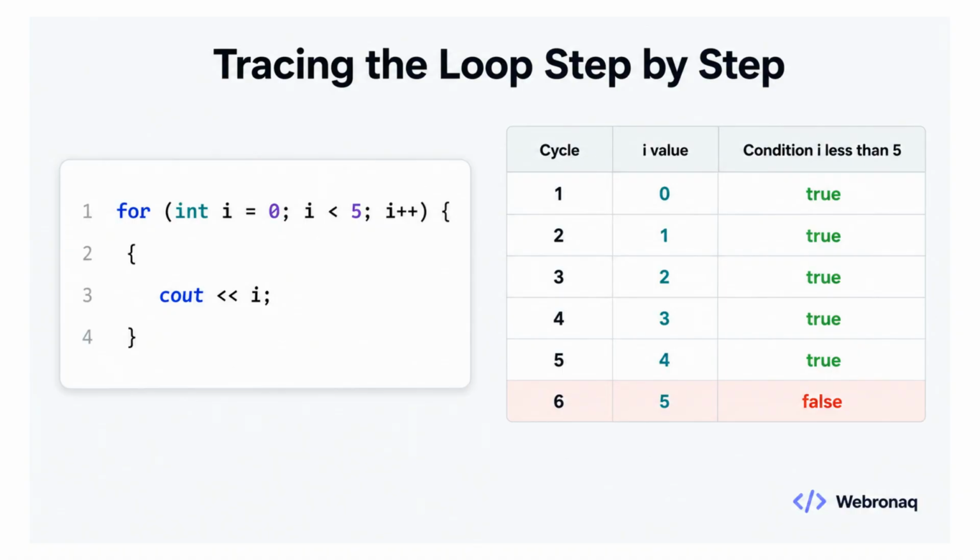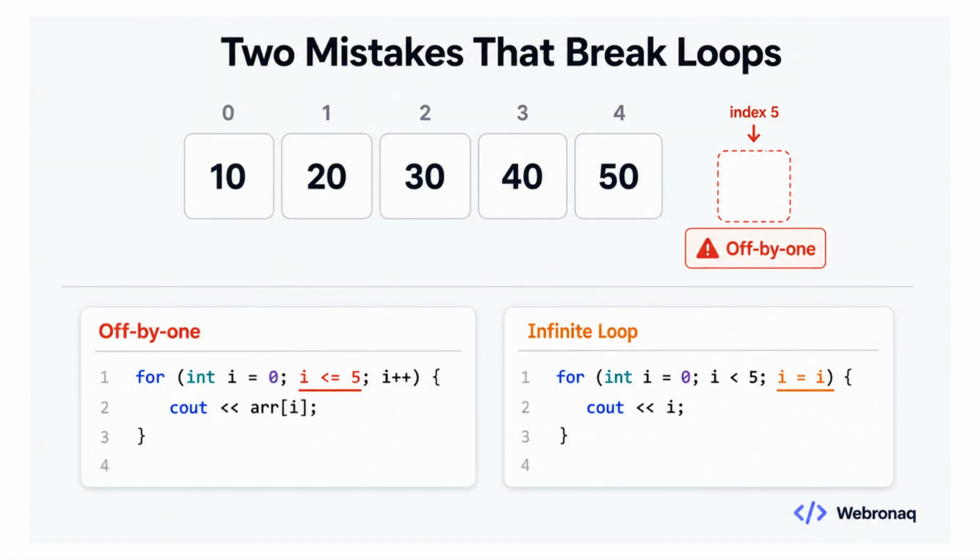Next, let us look at what goes wrong when you get those 3 parts slightly wrong. Now look at this. 2 mistakes that show up constantly in real code. The first is the off by 1 error. Suppose you have an array of 5 elements at indexes 0 through 4, and you write the condition as i <= 5 instead of i < 5. On the final cycle, i equals 5, your loop tries to read index 5, which does not exist, and your program either crashes or reads garbage memory. The fix is simple. Use strictly less than the length, not less than or equal.